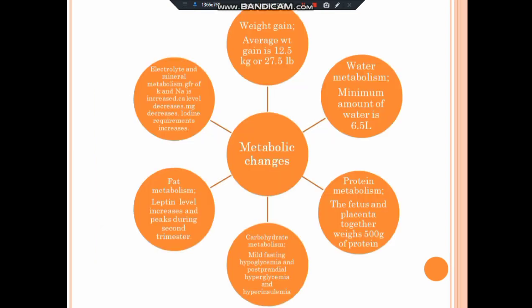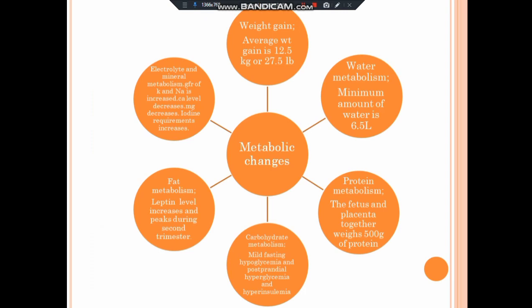Okay. Metabolic changes. Usually, during pregnancy, there is weight gain. Average weight gain is 12.5 kg or 27.5 lb. Water metabolism: the minimum amount of water is 6.5 liters. Protein metabolism: the fetus and placenta together weigh 500 grams of protein. So these metabolic changes are happening to accommodate or facilitate the development of the fetus.